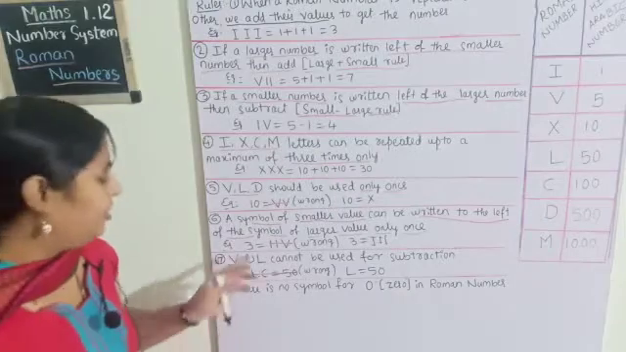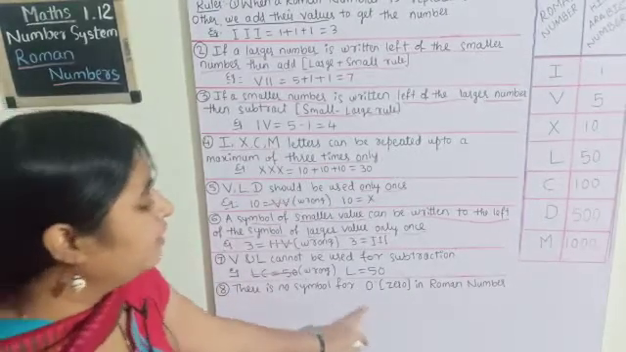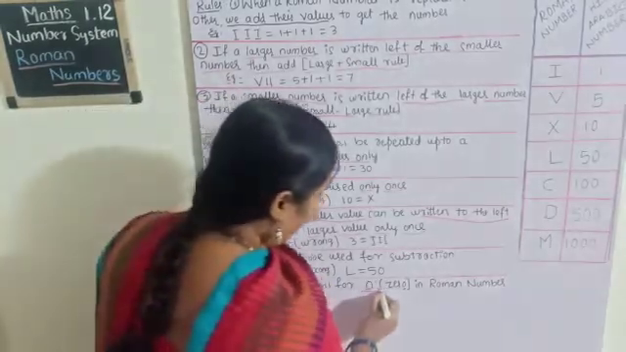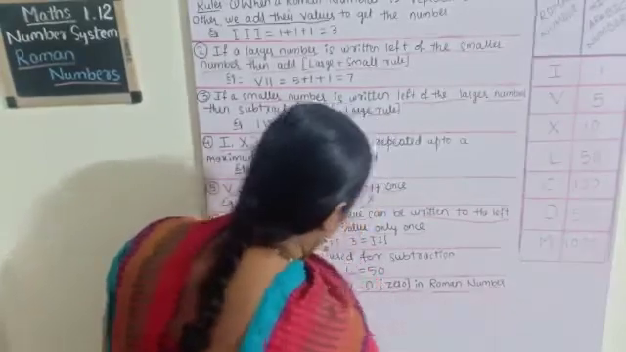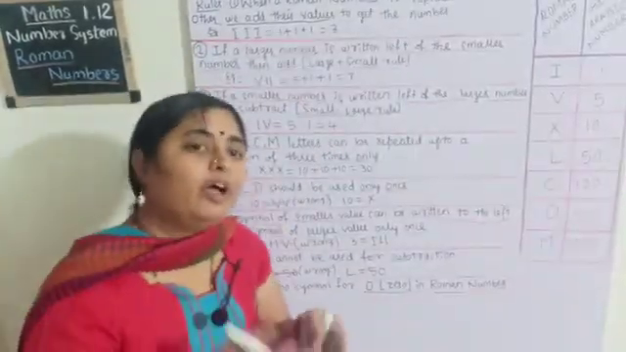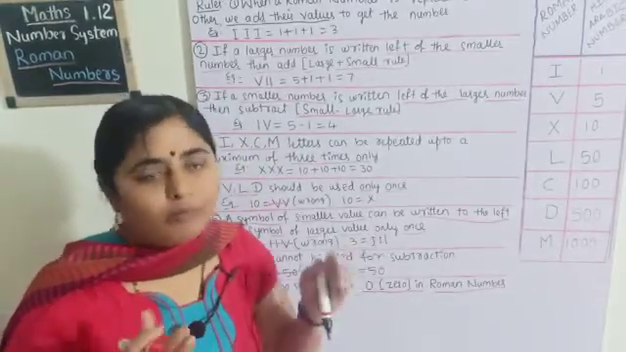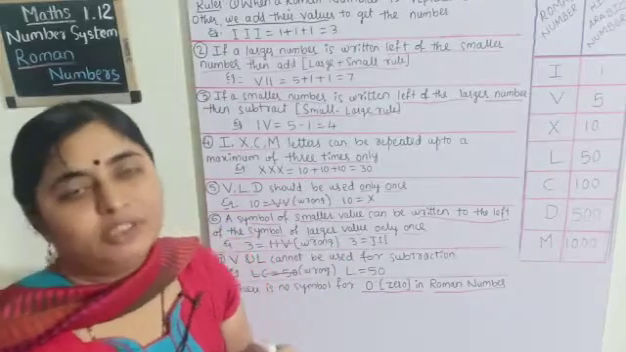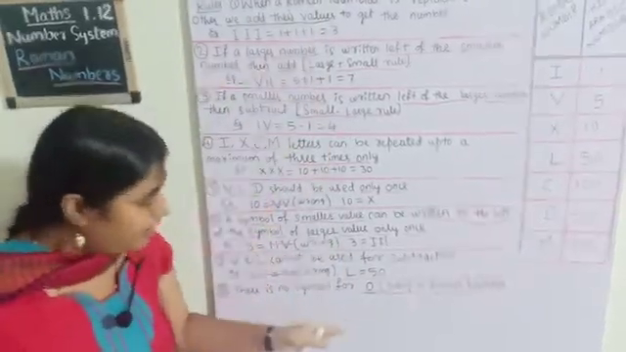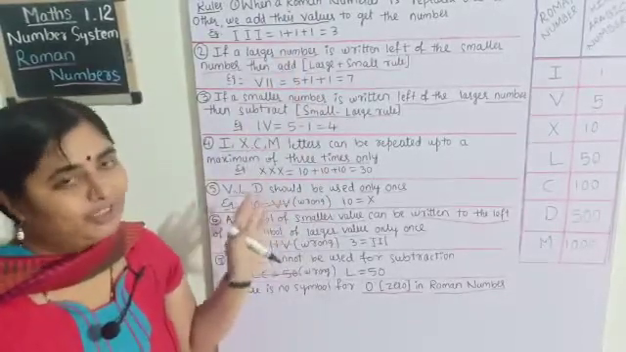Then the 8th rule says there is no symbol for 0 in Roman numbers. This is very important. There is no symbol for 0 in Roman numbers. We have to combine the numbers and add them to get the number whenever zeros come. There is no particular symbol for 0 in Roman numbers. These are the rules that we have to keep in mind when we are going to write Roman numbers.